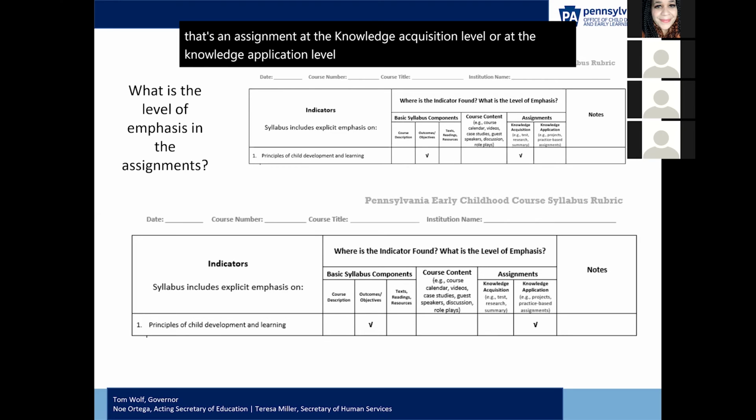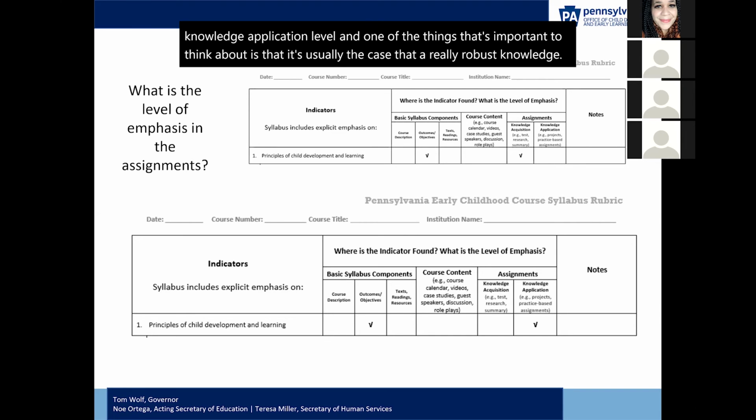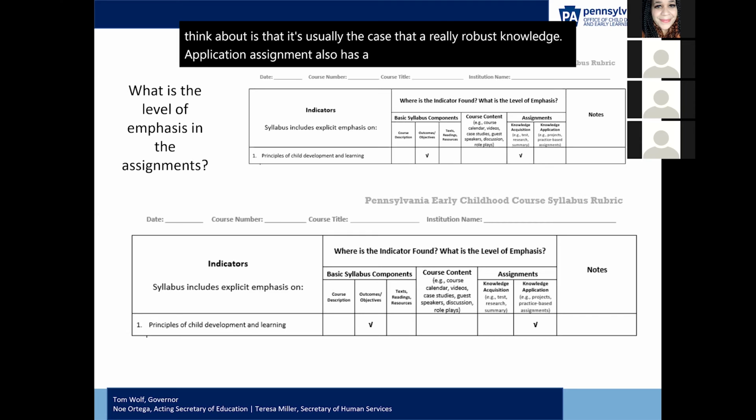And one of the things that's important to think about is that it's usually the case that a really robust knowledge application assignment also has a component of knowledge acquisition, because we never, for example, want to ask students to design a small group activity for a group of preschool children, one of whom is a child with disabilities, or one of whom is a child who's a dual language learner, if they have not learned anything about children with disabilities or children who are dual language learners. So it's really important to consider the level at which assignments are being created and expected.